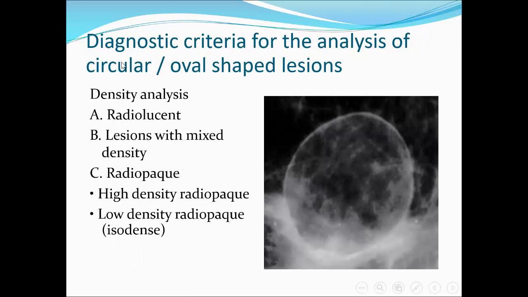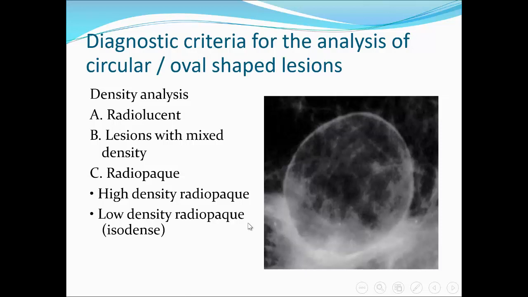Regarding the density of the lesion, diagnostic criteria for analysis of circular and oval shaped lesion. The density may be radiolucent or fat containing according to the recent criteria. Like this. This is a fat containing lesion. Note here the density of the lesion regarding the fat of the breast. This is the density of the lesion, and this is the fat of the breast, and there is a thin line around, so this is an oil cyst.